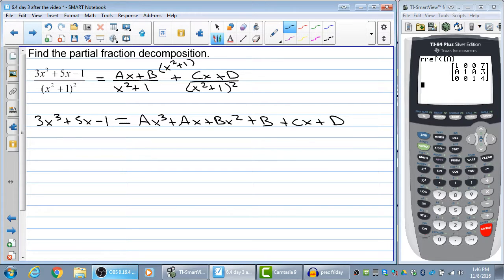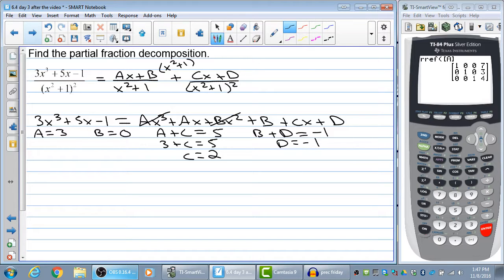This one I don't think we need a calculator for. A is 3. That's the x to the third. The x squared, B is 0. The only x squared we have is B, and there's no x squared on the left side. A plus C is going to be equal to 5, and B plus D is equal to negative 1. Well, I know what A is. 3 plus C is 5, so C is 2. And we know what B is. B happens to be 0, so D must be negative 1.